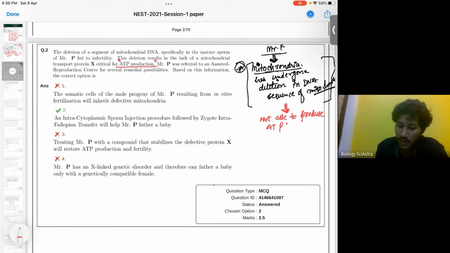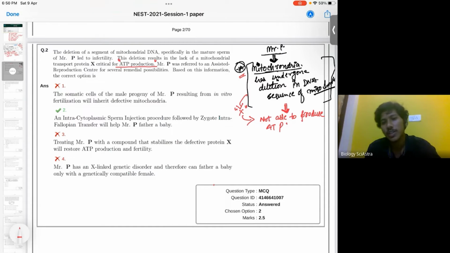और ऐसा क्यों हो रहा है? क्योंकि ये माइटोकॉन्ड्रिया में जो जीन अफेक्टेड है, जो जीन में सीक्वेंसेस डिलीट हुए हैं, it was coding some protein X which was responsible for the production of ATP. ठीक है? अब वो X डिफेक्टेड फॉर्म हो रही है और डिफेक्टेड X फॉर्म होने की वजह से there is less production of ATP we can say.